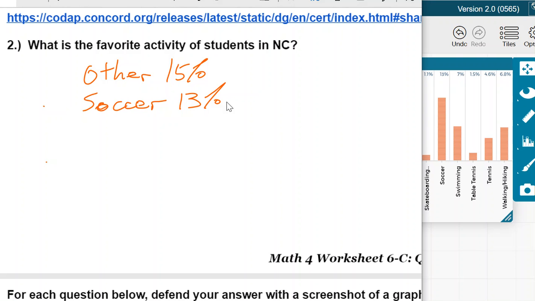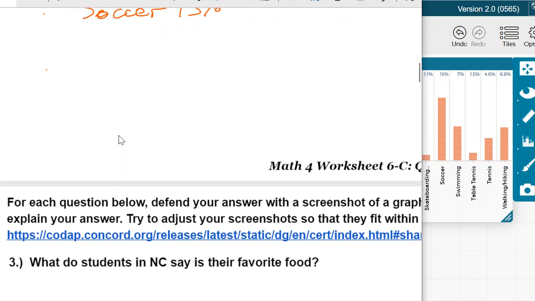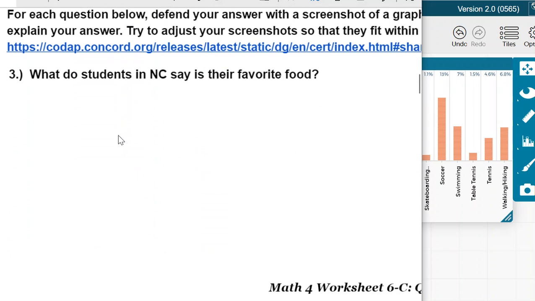So, but that gives us a way of finding an answer. What is the favorite activity? The favorite activity seems to be something other than these 20 things they've listed out. But aside from that, soccer seemed to be the most popular on the list that we did have to work with. So those are the kind of answers that you can come up with there.